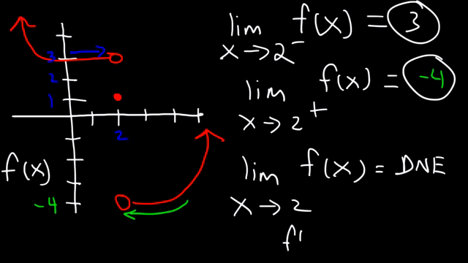Now what about the value of f of 2? When x is exactly 2, what is the y value? So we have to look at the closed circle. The y value is 1, so f of 2 is equal to 1. Now let's try another example.